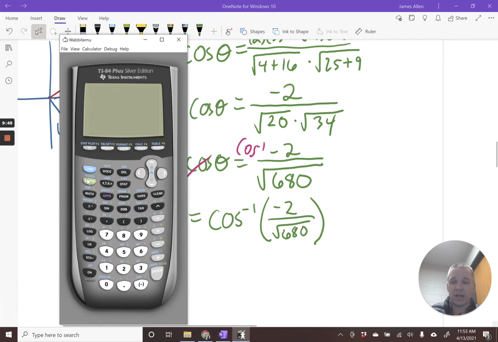Now let's plug that in. Second cosine, 2 divided by, I don't have fancy math type in here, square root of 680. Close it again. Boom. I forgot my negative. Let's try that again. Cosine inverse of negative 2 divided by square root of 680.